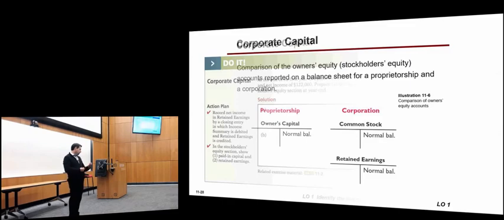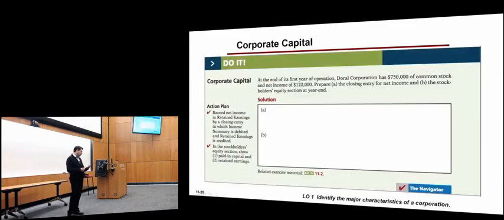So at the end of its first year of operation, Doral Corporation has 750,000 of common stock and net income of 122,000. We need to prepare the closing entry. Do you remember when we had the closing entry to close net income to retained earnings at the end of the year? Do you guys remember that or no? How do we close net income to retained earnings?